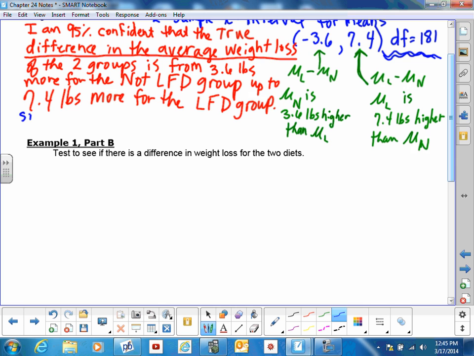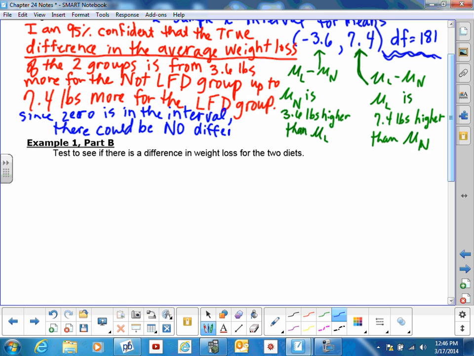So here, since 0 is in the interval, there could be, am I saying that there is no difference? No. Do not say there is no difference. That's like saying the null hypothesis is true, and you can't say that. There could be no difference in average weight loss. If you leave out the word average, it's wrong.